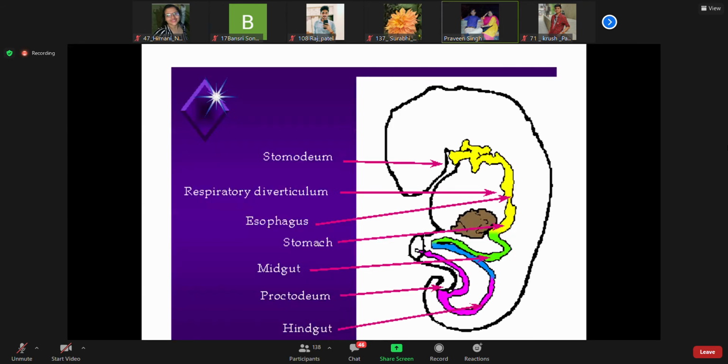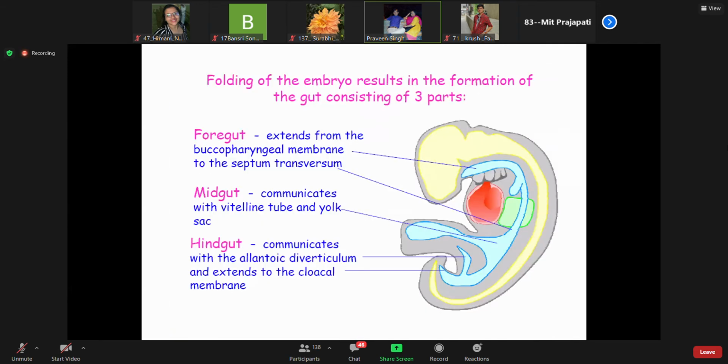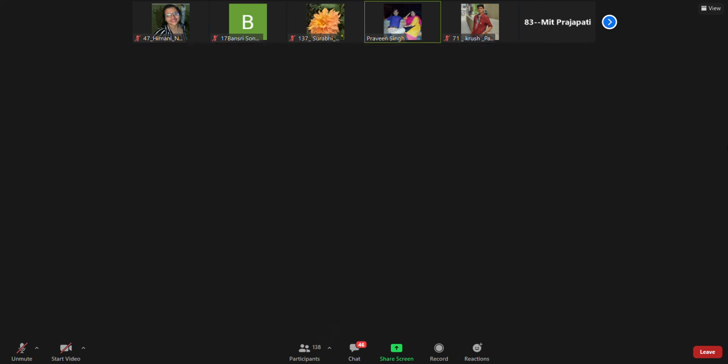Okay, now coming back here, if you see the stomatodeum, oral cavity, this that you can see is the foregut, then this is the midgut, and then this is the hindgut. If you see here, it is again similarly foregut, midgut, hindgut. Foregut, as you must be knowing by now, extends from the buccopharyngeal membrane to the septum transversum. Midgut communicates with the vitelline tube and yolk sac.